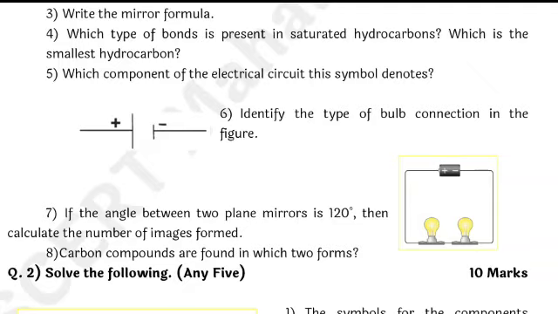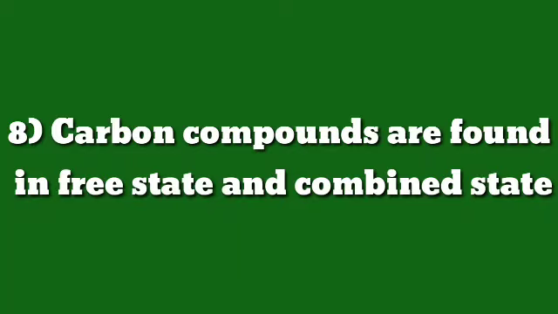Question 8. Carbon compounds are found in which two forms? Let's see the answer of this question. Carbon compounds are found in two states, which are free state and combined state.